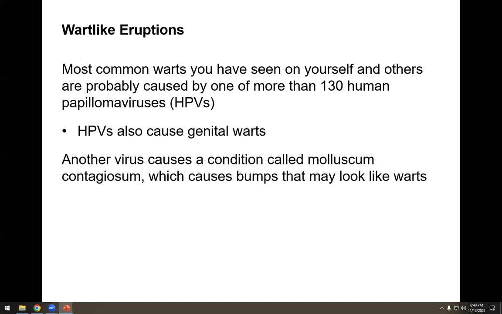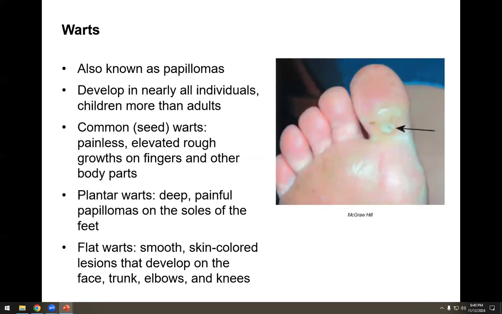There's another form of a wart-like illness called molluscum contagiosum. They look like warts, but they're not true HPV warts. It's not HPV. So here are warts. My least favorite part of all of these talks is the warts. Common warts that are going to be raised, and they're usually painless, that are on fingers and other body parts. Plantar warts that are deep, they're painful.